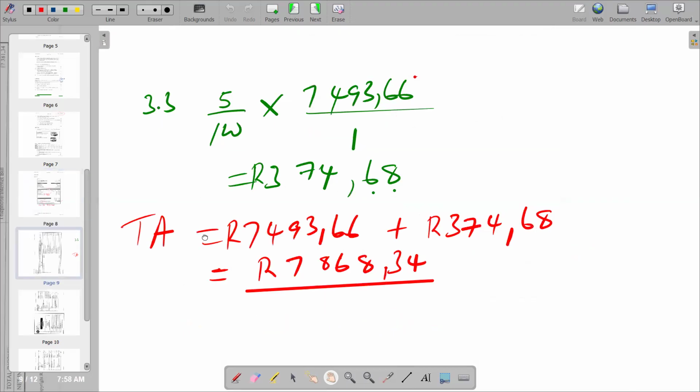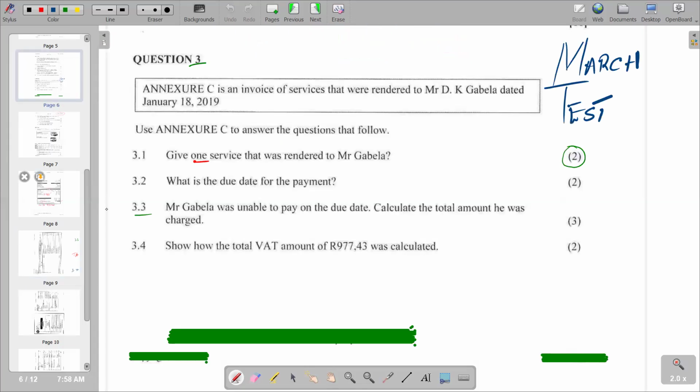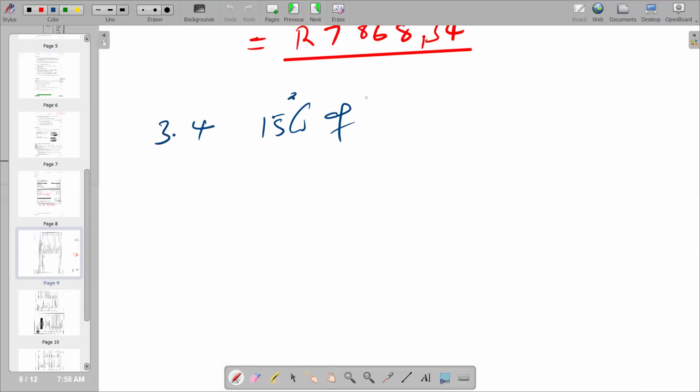So we come here, we just present it in such a way. We are saying 3.4. To get the amount, we're going to say 15% of R6,516.23.